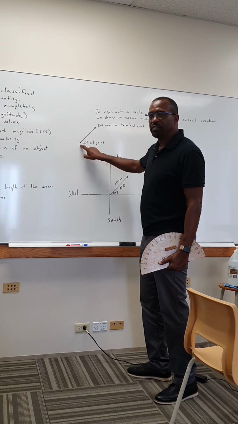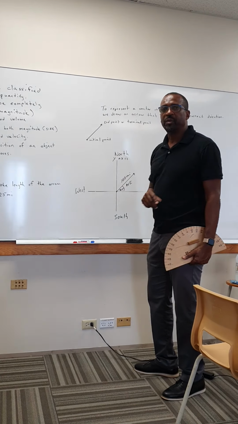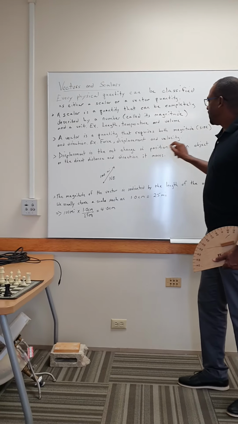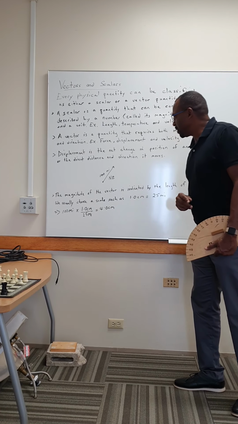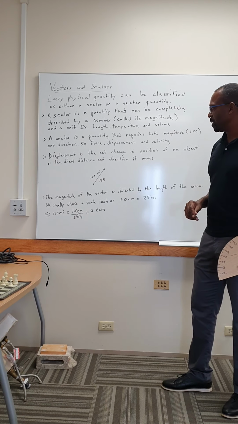This is known as the initial point or the start point of the vector. This is known as the end point or the terminal point of the vector. Displacement is the net change in position of an object, or the direct distance and direction it moves. So this is an example of displacement.